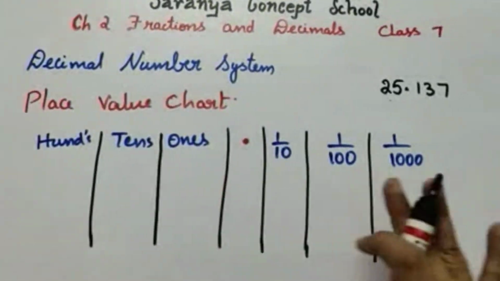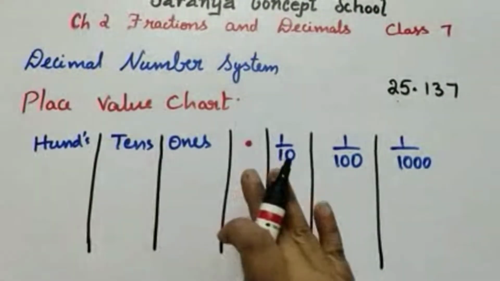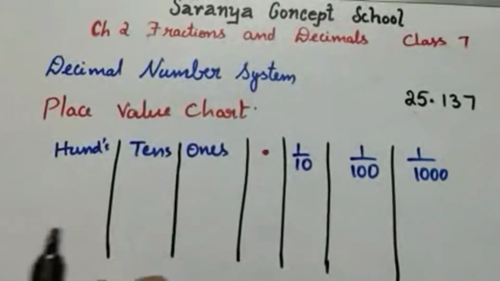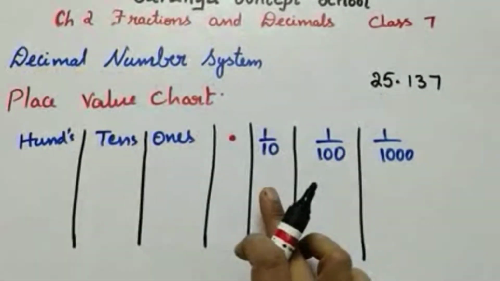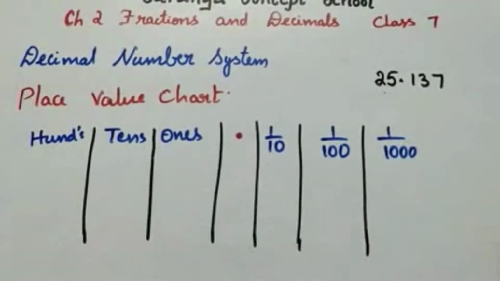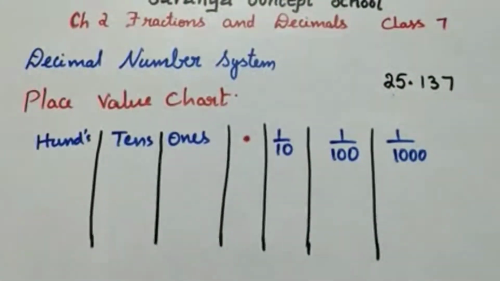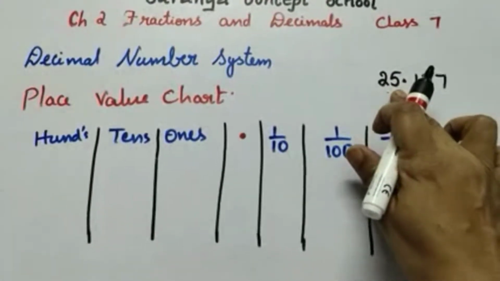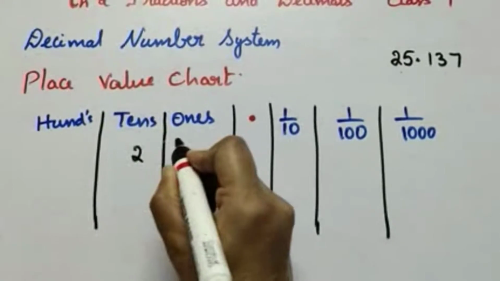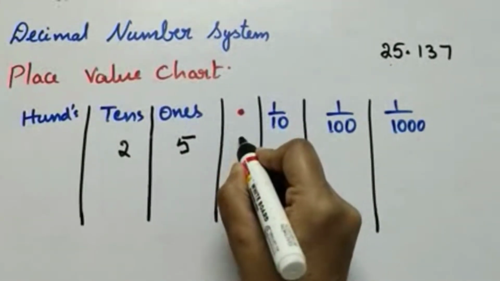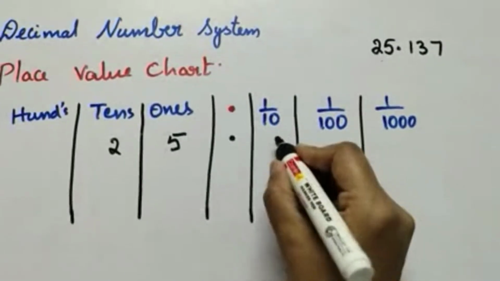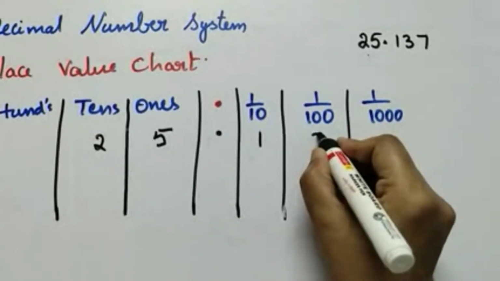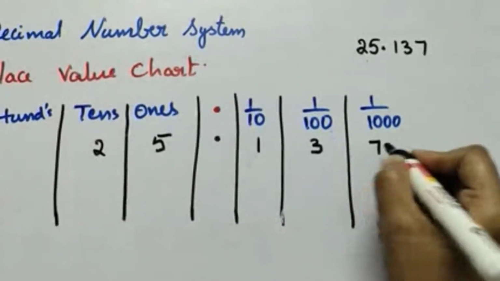Now on the place value chart also you can observe the place value of the numbers. To the left of the decimal point we have ones, tens, hundreds, and so on, and similarly to the right of the decimal point we have 1 by 10th, 1 by 100, 1 by 1000, and so on. Now let us represent this number on the place value chart. As we know in 25, 2 is in tens place and 5 is in ones place. So we write 2 in tens place, 5 in ones place, and the decimal point in the point column, and 1 is in 1 by 10th place, so you write 1 here, 3 is in 1 by 100th place, 3 here, and 7 in 1 by 1000 place.